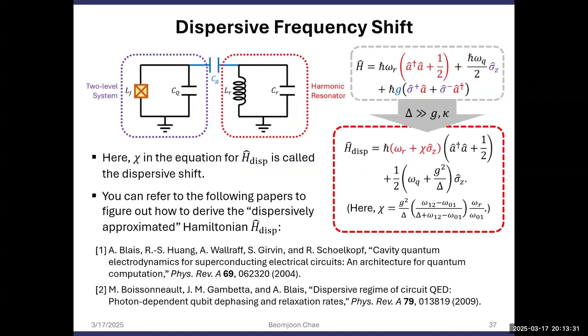If the two-level system, the qubit, has the state zero, then the resonant frequency of this harmonic resonator is going to be like this. Depending on the state of the two levels of the qubit, the resonant frequency of the harmonic resonator becomes different. So this is called the dispersive frequency shift.